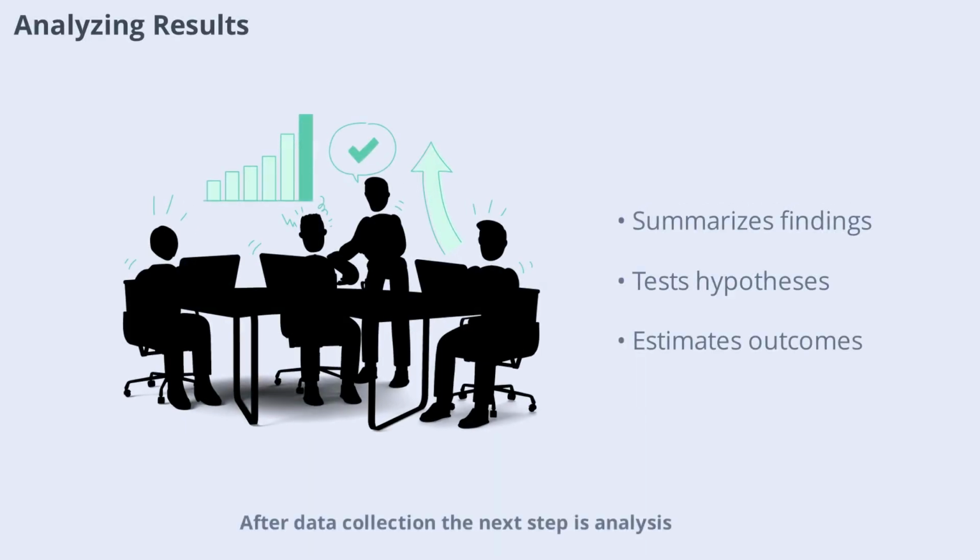After data collection, the next step is analysis. Statistical techniques allow researchers to summarize their findings, test hypotheses, and estimate the likelihood of different outcomes. This analysis transforms raw numbers into meaningful insights, helping scientists understand what their data really means.